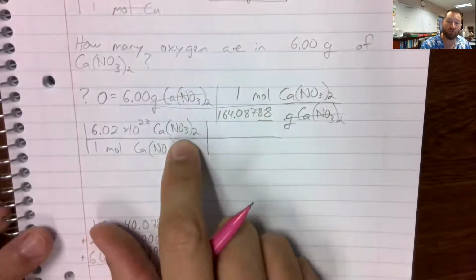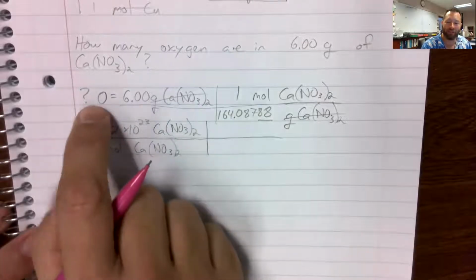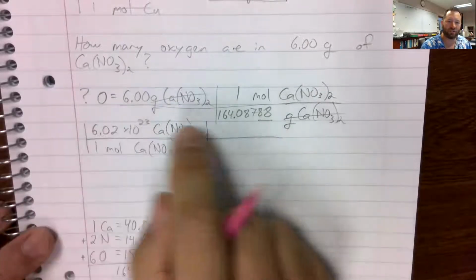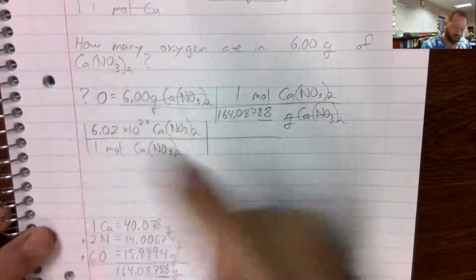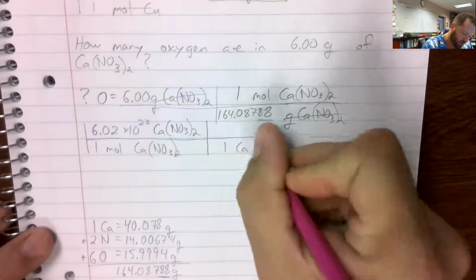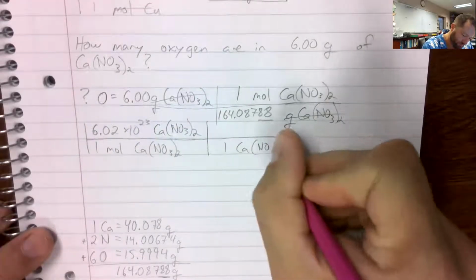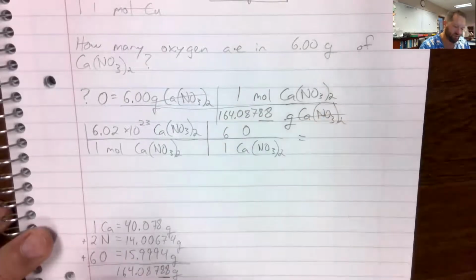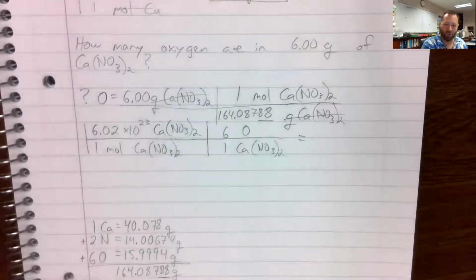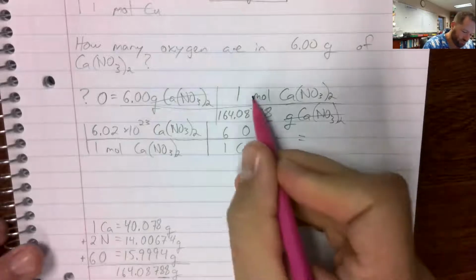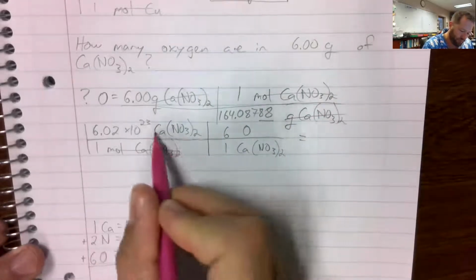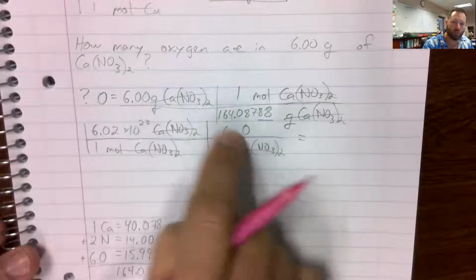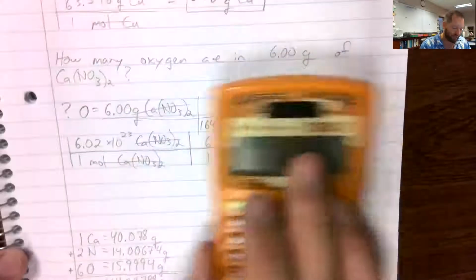We're not just looking for calcium nitrate, we're looking for number of oxygen. There's 6 oxygen in every 1 calcium nitrate. 1 calcium nitrate, 6 oxygen. All right, there we go. Quite the problem, but moles have canceled out. Calcium nitrate is canceled out. We're left with just oxygen. That's what we're looking for. Fantastic.